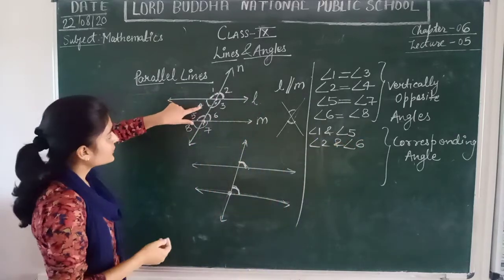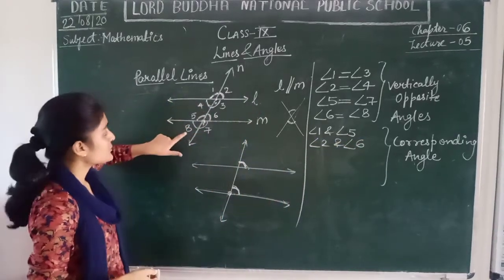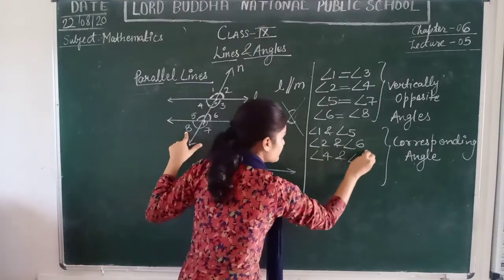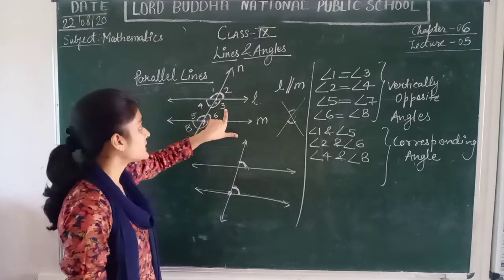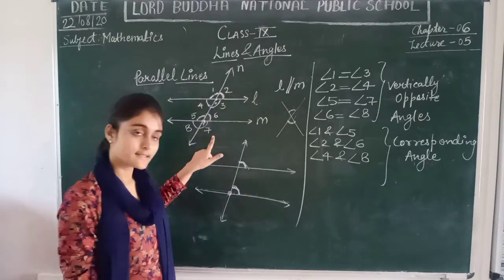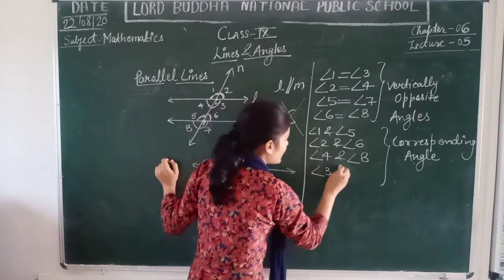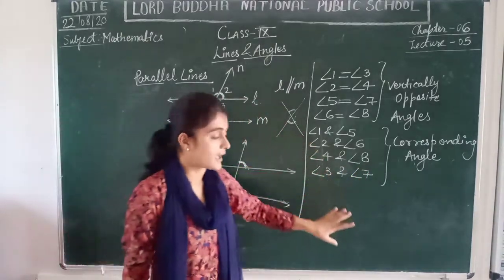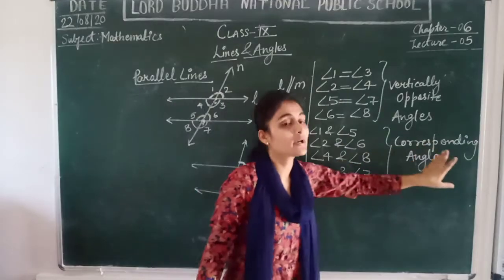Again, moving downward, angle 4 corresponds to the position of angle 8. So you write angle 4 and angle 8. Now again, angle 3 corresponds to the position of angle 7. So you write angle 3 and angle 7. Right? So you have got 4 pairs of angles and they are called corresponding angles.